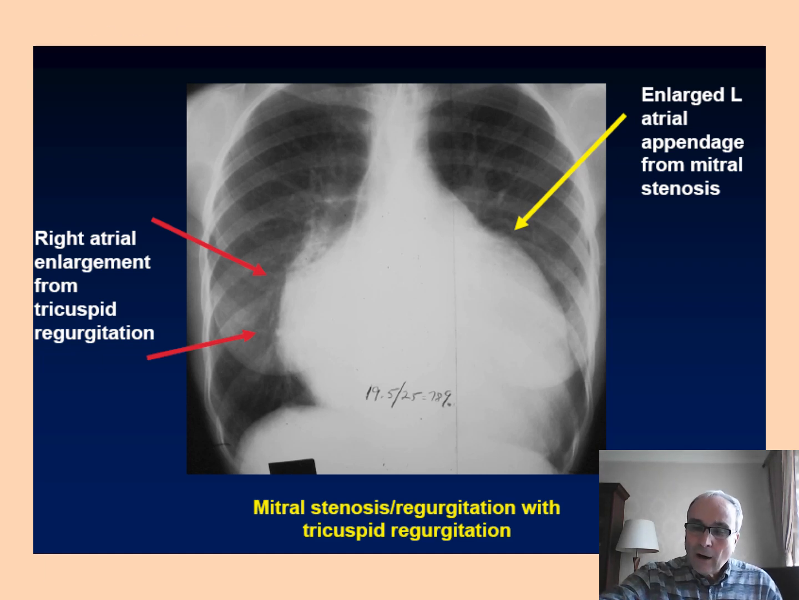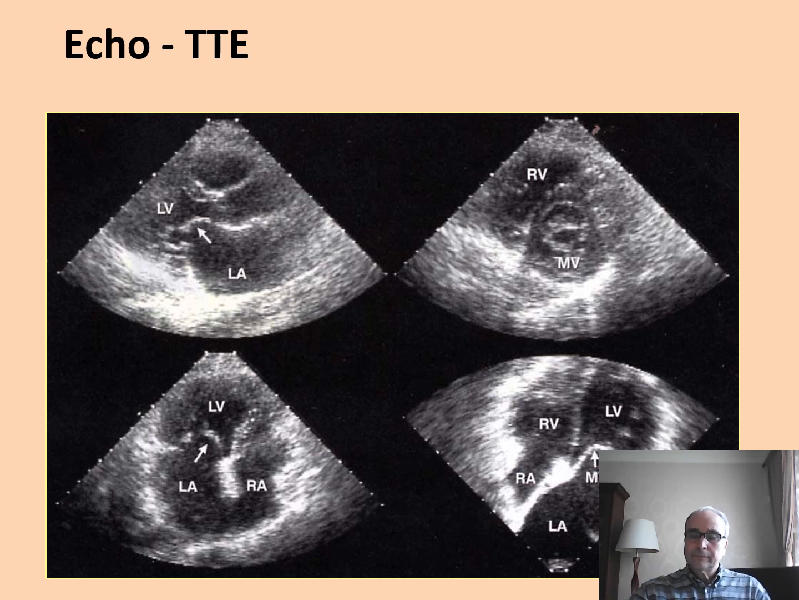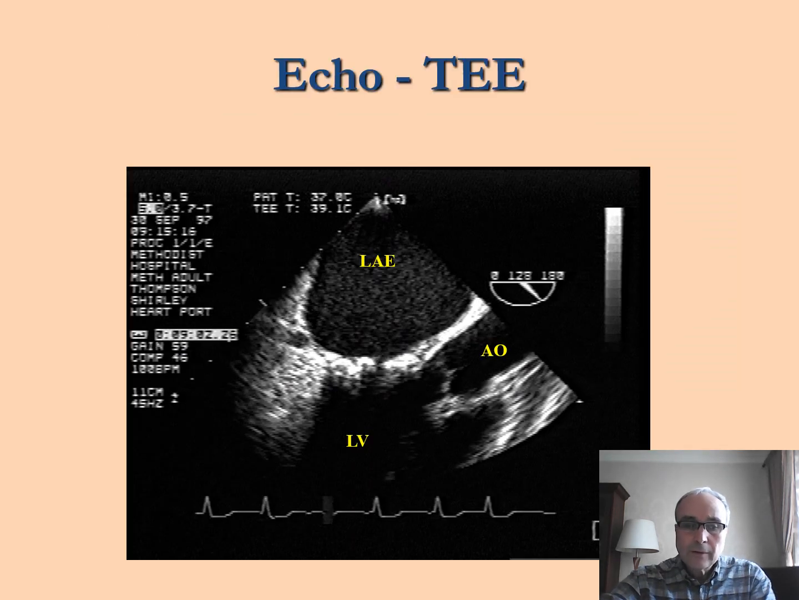Auscultation of the heart reveals accentuation of the first heart sound in the early stage, and with development of pulmonary hypertension, the pulmonary component of the second heart sound, S2, becomes accentuated.